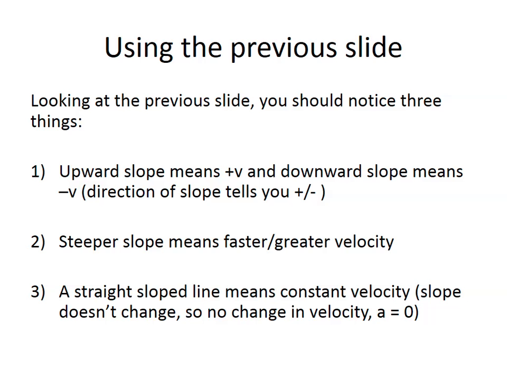A steeper slope means faster or greater velocity, and a straight slope line means you have a constant velocity. The slope is not changing, so your velocity is not changing, and so that will mean you have an acceleration of 0. We're going to do a final big problem at the end to kind of make sure we understand how we identify everything here.